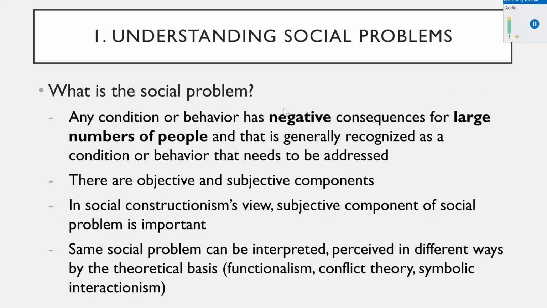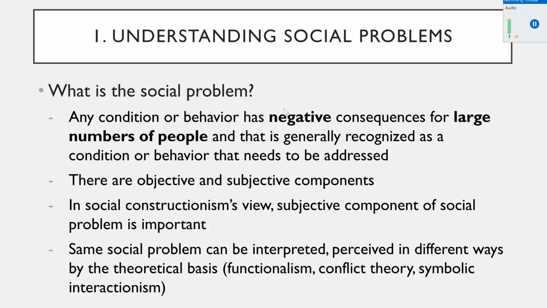Understanding social problems. We covered what social problems are. A social problem is perceived by a large number of people, the public. If it is publicized or attracts the attention of the public and social agents, I mean government, policymakers, academia, or the media, it can be a social problem by the subjective component.